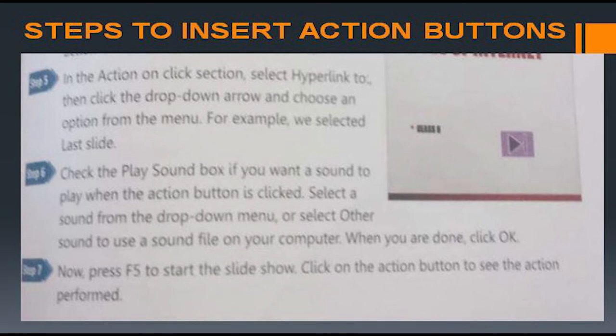In the action settings, under the click section, select Hyperlink to, then click on the drop-down arrow and choose an option from the menu. For example, we selected the last slide. Click Play sound if you want a sound when the action button is clicked. Choose a sound from the drop-down menu or select Other Sound to use a sound file on your computer. When you are done, click OK. Now press F5 to start the slideshow.